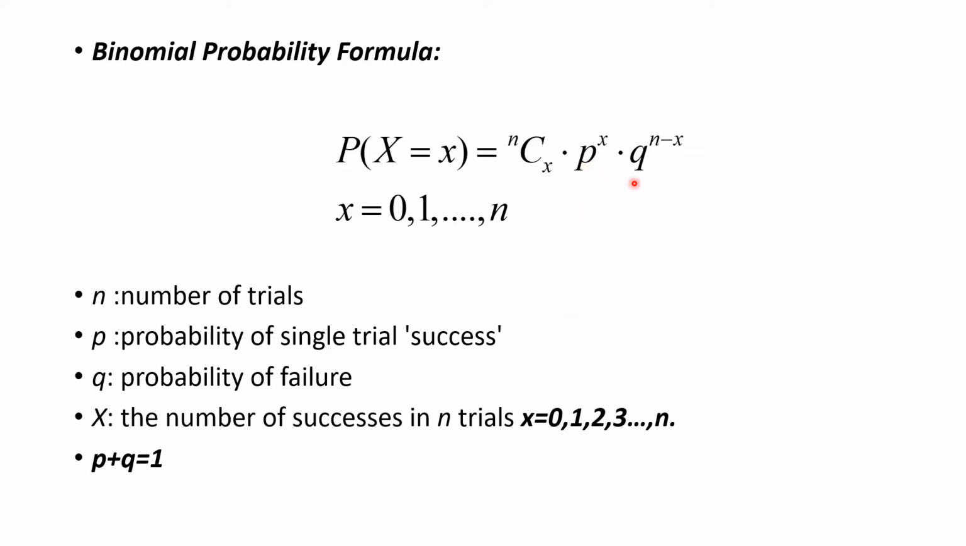And the sum of p and q, because p is the success and q is the failure. So for example, when you toss a coin, say you set getting a head as a success, then the probability of getting the failure will be q. So the probability of getting a head is half, and the probability of getting a tail, which is q, is also half. So the sum of half plus half is 1. So please pay attention that the sum of p and q has to always be 1.